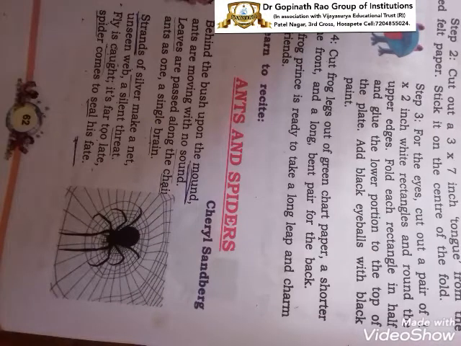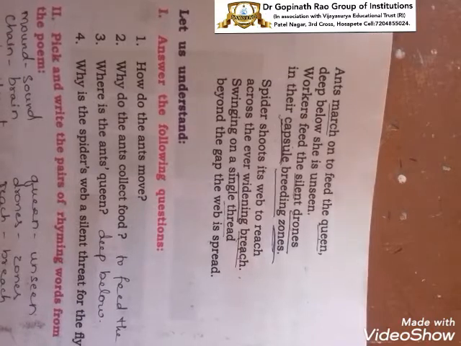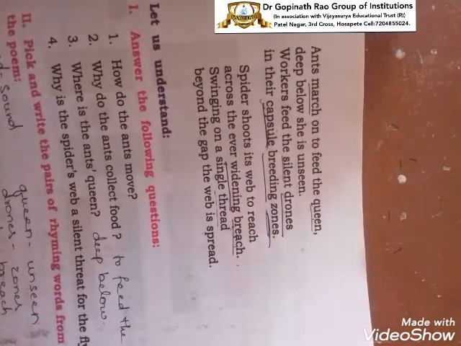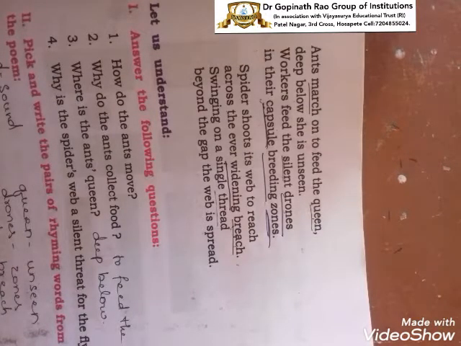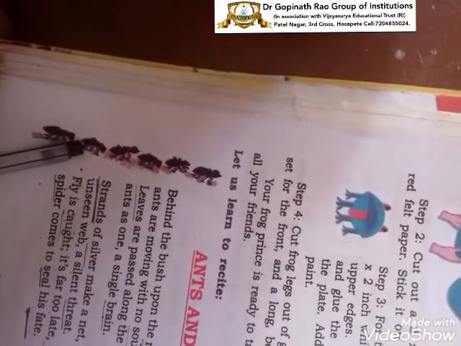Let us read the third stanza. Yes, next stanza, let us read that. Ants march on to feed the queen. Deep below, she is unseen. Now you can see, ants march on to feed the queen. Now you can see that ants are marching in the same way.